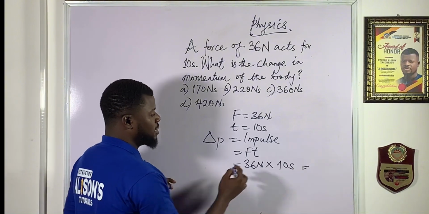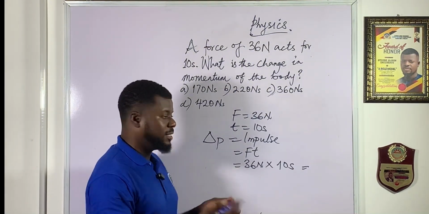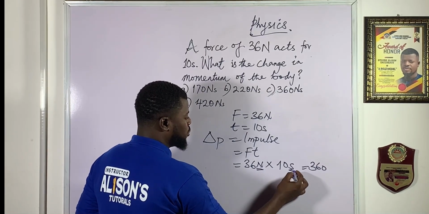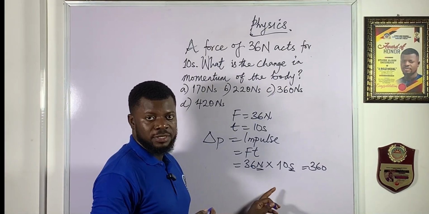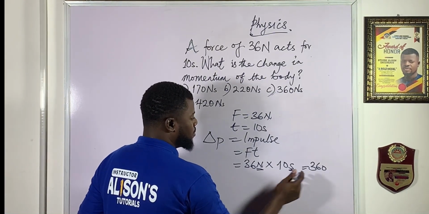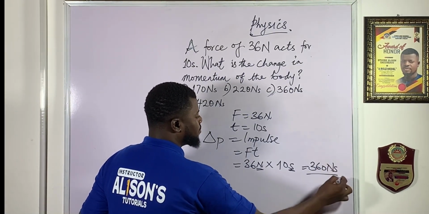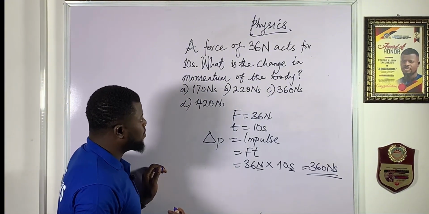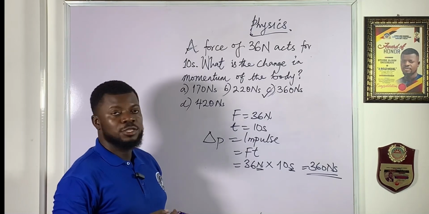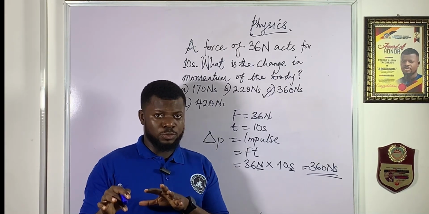Of course, you know that 36 multiplied by 10 will give us 360. The unit should be the product of these two parameters, Newton and second. We have Newton second. And then what option best fits this? Option C, which is 360 Newton second. That's the solution to this problem.